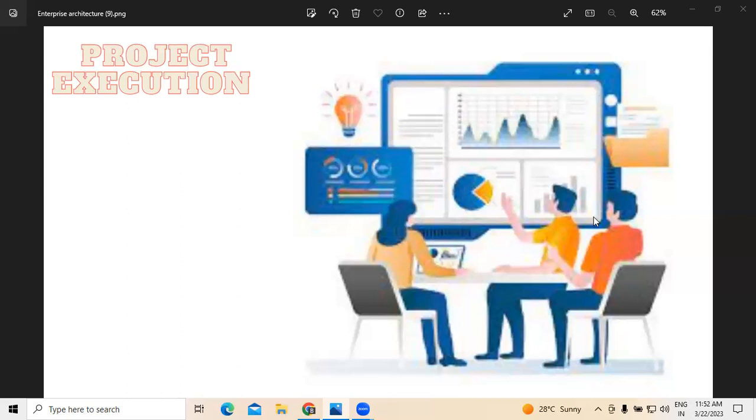So being a person who is working in the project execution part, one should know about these actions well in advance, and these are the actions which are involved in it. One must be good and familiar with them.